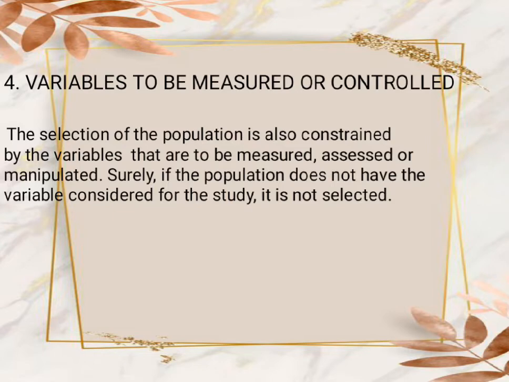The selection of the population is also constrained by the variables that are to be measured, assessed, or manipulated. Surely, if the population does not have the variable considered for the study, it is not selected. So a control variable is an element that is not changed throughout an experiment because its unchanging state allows the relationship between the other variables being tested to be better understood.